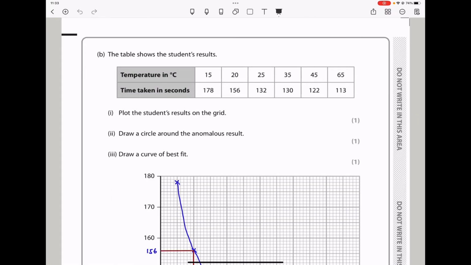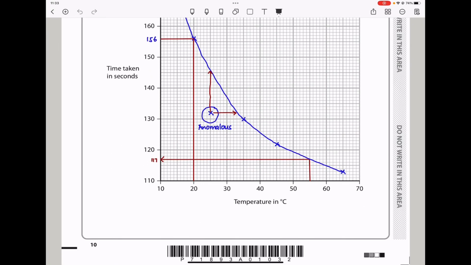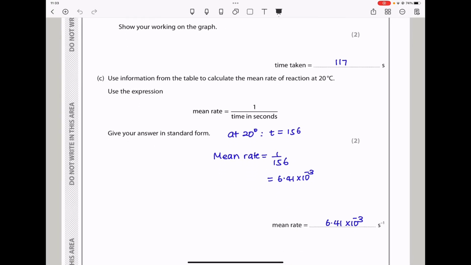So at 20 degrees Celsius, I came to the graph, draw a vertical line from the 20 degree mark to the curve, and then find the corresponding time. I have 156 seconds. So my mean rate is going to be 1 divided by 156, which is equal to 6.41 times 10 power negative 3 per second.